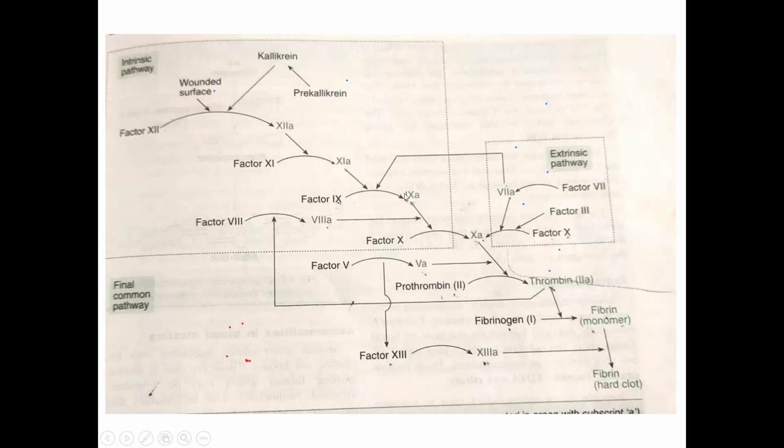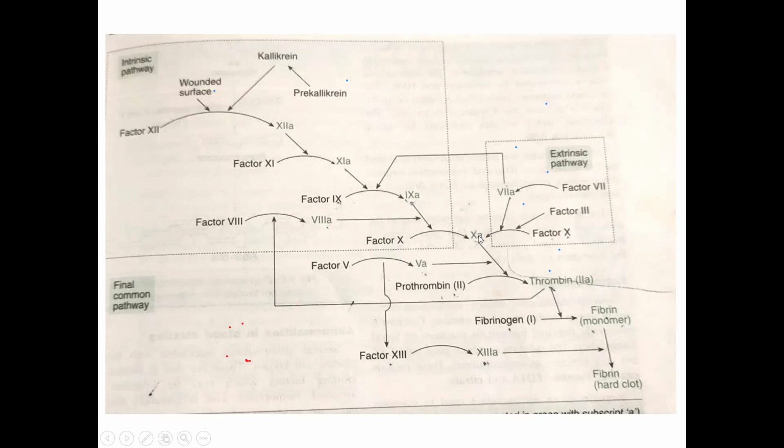the ninth one is activated, AHFB. And this activated ninth factor, Christmas factor, acts on the Stewart-Prower factor to activate it as XA. Okay, that is the Stewart-Prower factor. Okay, so here this plasma thromboplastin component PTC is automatically activated with the help of tissue factor thromboplastin. So both of them convert this factor 10 into 10A.